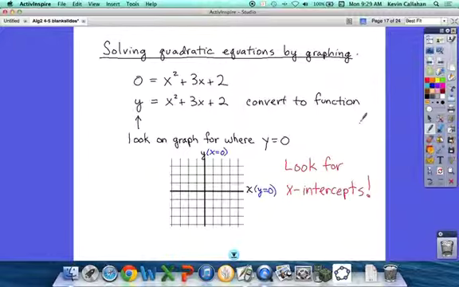But again, just like when we did the factoring and we had to have standard form equals 0 to start, you've got to be at the same place here too. You have to start with something that is 0 on one side and everything else on the other, and then replace the 0 with a y.